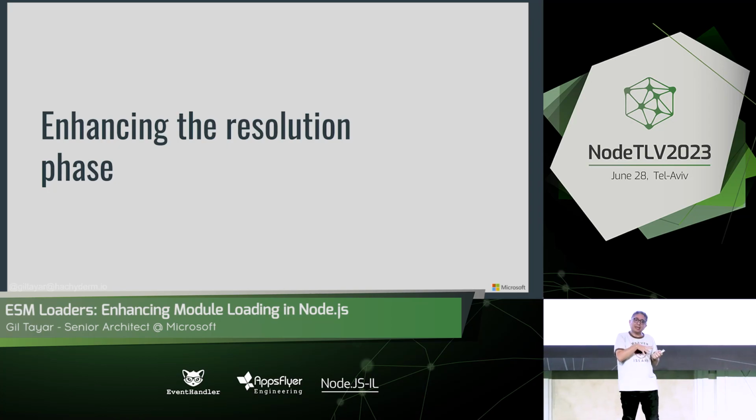But ESM says something very simple. All the specifiers, everything in ESM is URLs. So we will be talking about URLs during this talk. Obviously, all the URLs that Node.js deals with are file colon slash URLs for the file system.